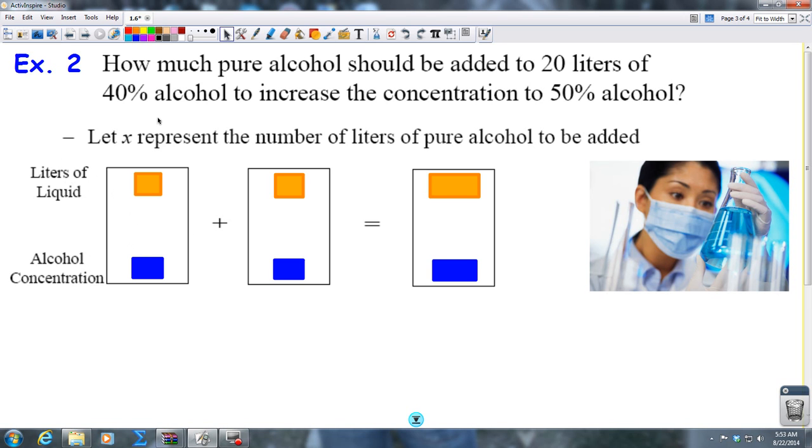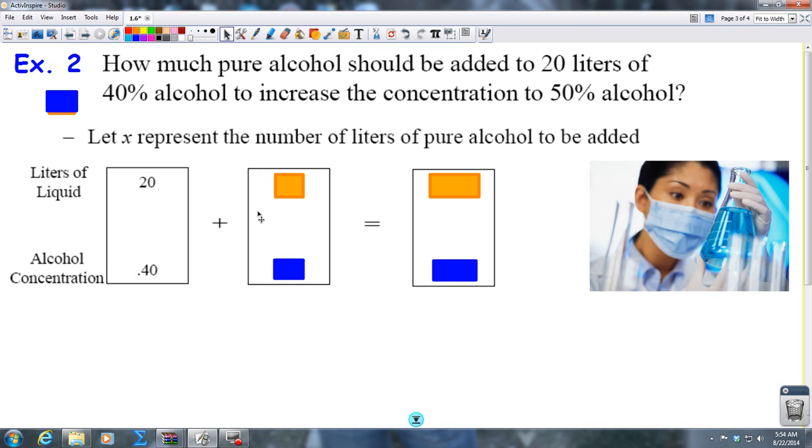Liters of liquid. First of all, I'm going to start with the one we know everything about. This one has 20 liters, and it has 40% alcohol in it. So this particular one, we have 20 liters. And down here is going to be 40%, but we know that when we use our equation, we're going to have to use 0.4 or 0.40.